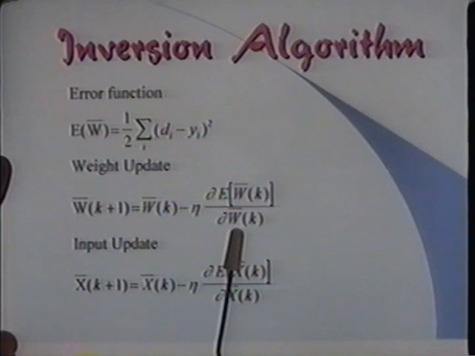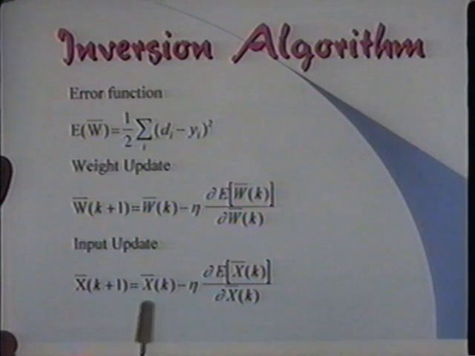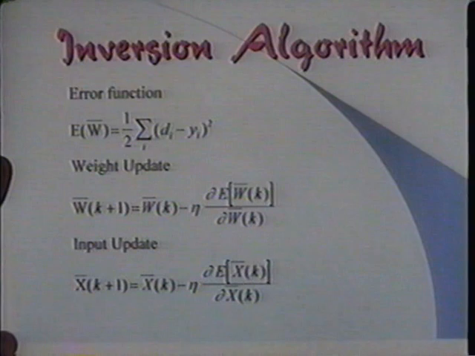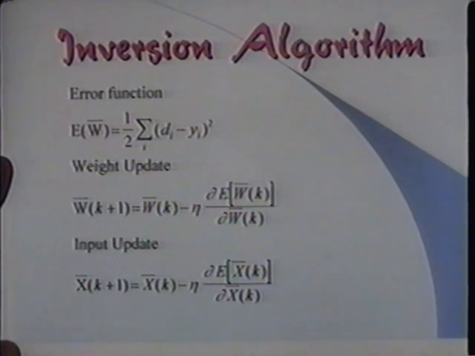Now, if you want to identify the input in the inversion process, the weight will be fixed. And then the input at step k plus 1 is equal to the input at step k, minus a step size multiplied by the derivative of the error function with respect to the input, not with respect to the weight. And if you do the math, you find that this function here has a similar shape to this function here, and you can do it very well through the back error propagation algorithm itself.